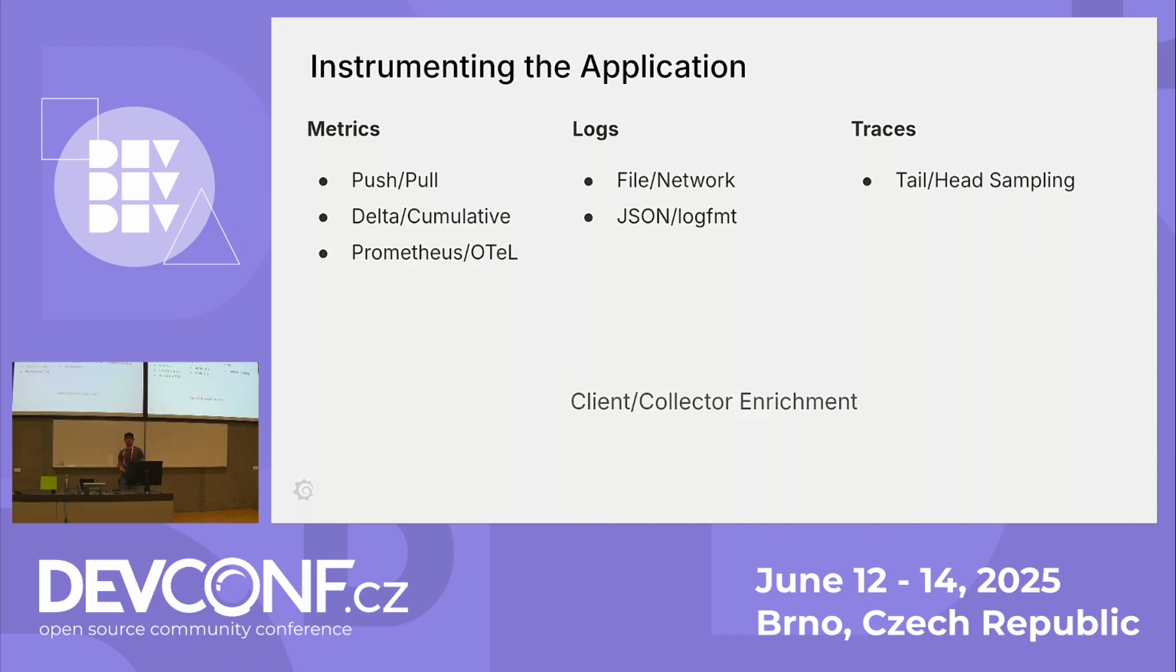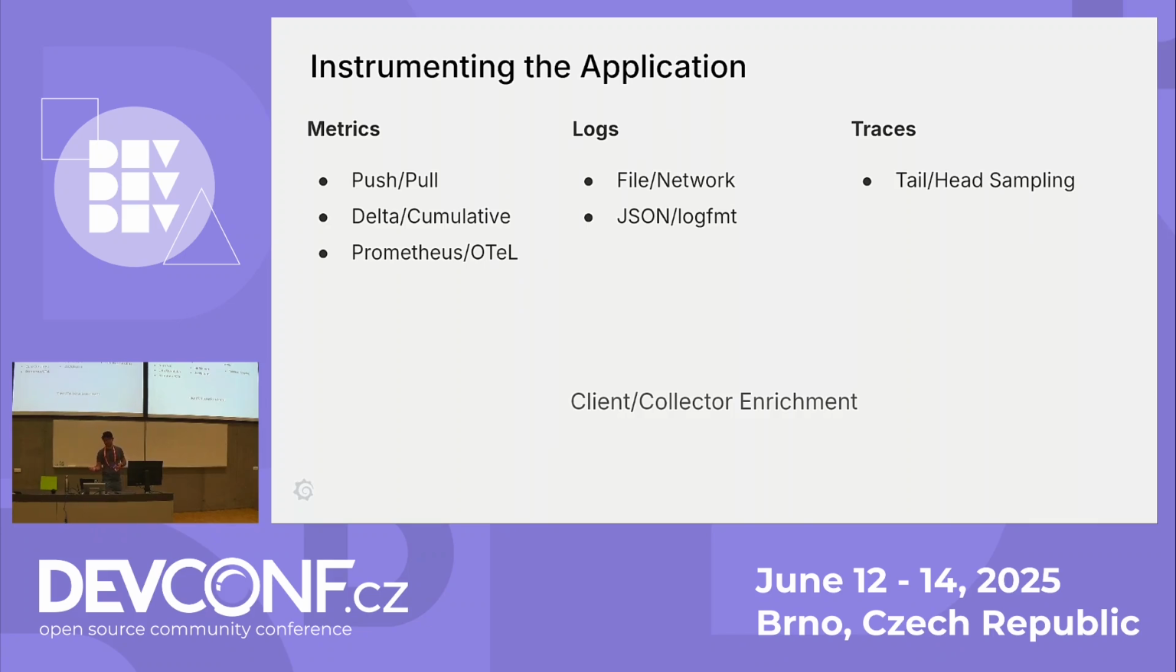And for traces, it's probably the most controversial point: where you do sampling. You can either, at the start of a trace, say, I don't want to receive this trace, don't record it at all, which would be head sampling, or you can do tail sampling. When you have gathered all information about the trace, make a decision if you want to keep it around or if you don't. And the last part is just, do you want to enrich your data on the client or the collector?